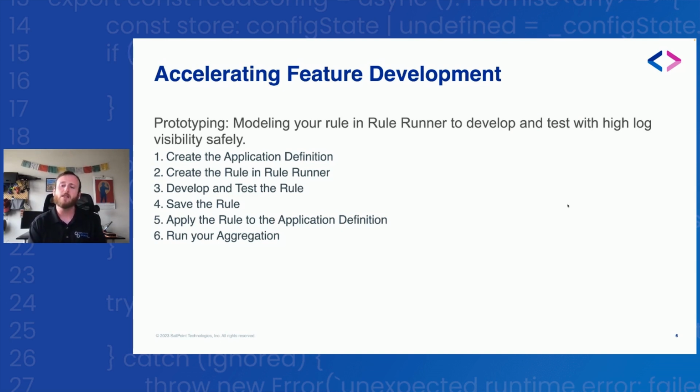In situations like this, you can use Rule Runner to actually prototype the rule that you'd like to create without the need to perform aggregations, create multiple test accounts, or hunt through the logs. So how would you do this?